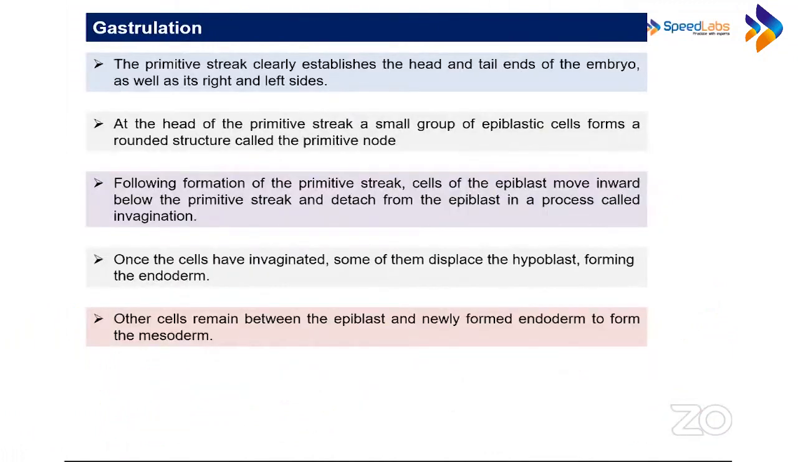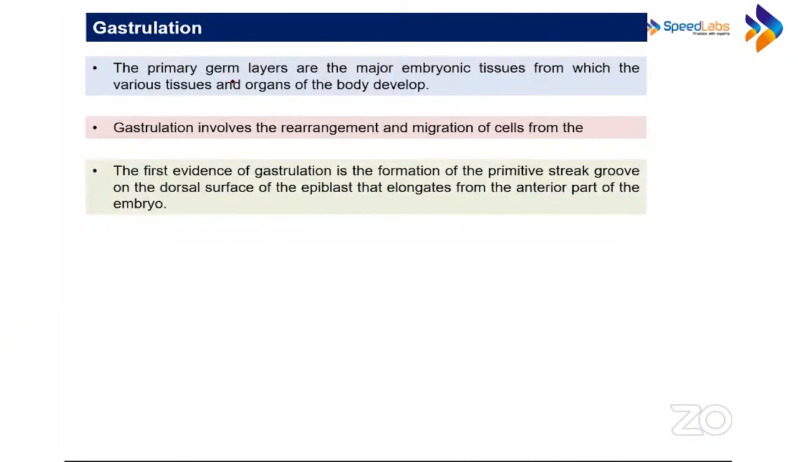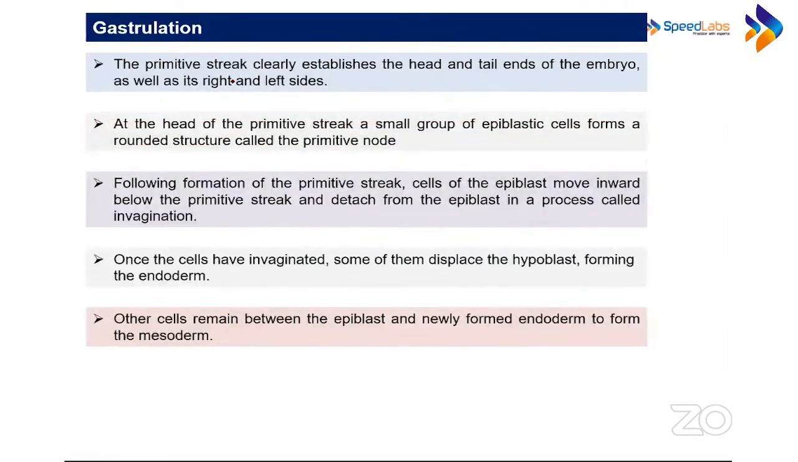Understood? Now, during gastrulation, what happens? The primitive streak clearly establishes the head and tail of the embryo. Head and tail. So head region and the anus, as well as the right and the left side. At the head of the primitive streak, a small group of epiblastic cells forms a rounded structure called the node. You can just imagine ये primitive streak बन गया और ऐसा कोई structure बन रहा है.